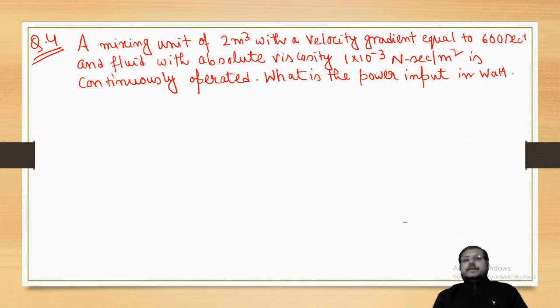A mixing unit of 2 meter cube with a velocity gradient equal to 600 second inverse. Fluid with absolute viscosity 1 in 10 to the minus 3 Newton second per meter square is continuously operated. What is the power input in watt?